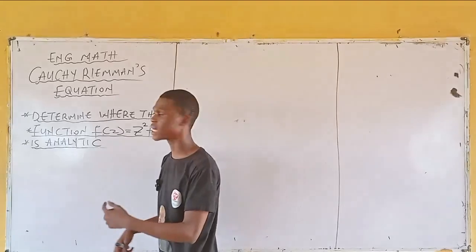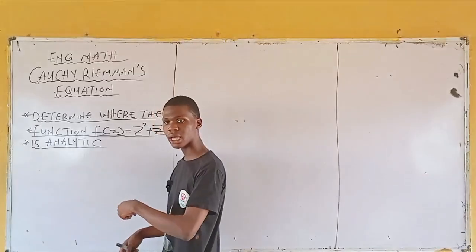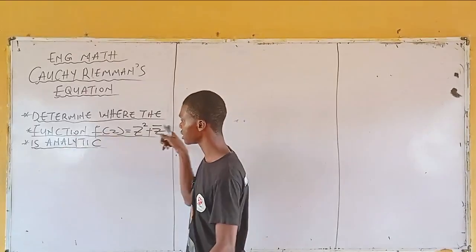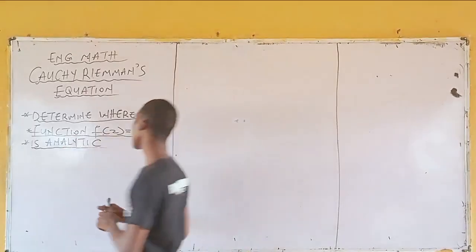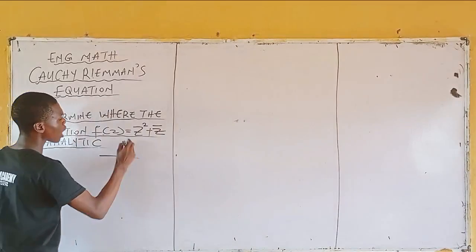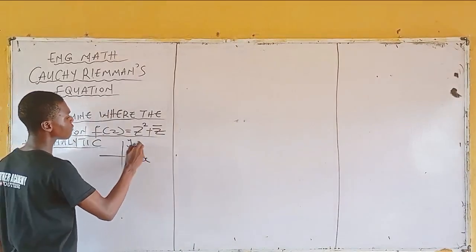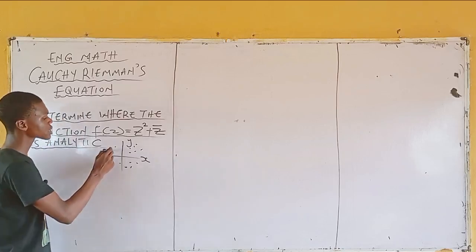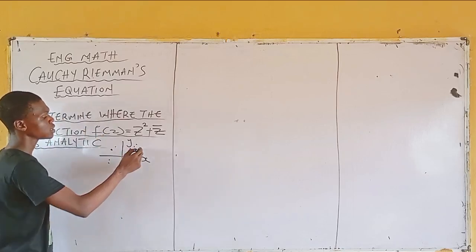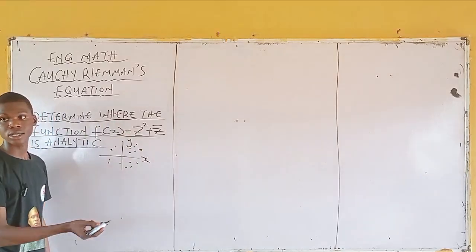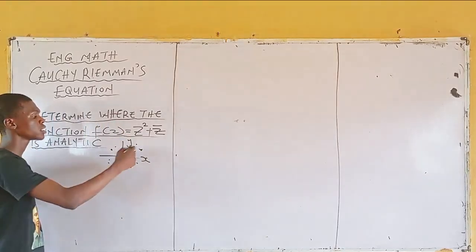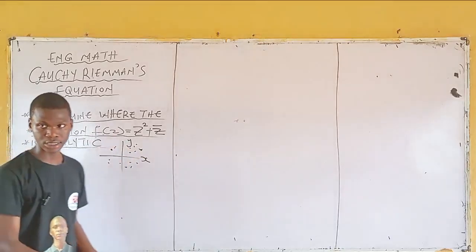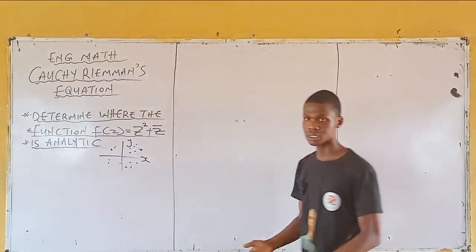This question is now saying to determine where this function is analytic. Let's say you have a graph of y against x with several points, say about 10 points. The question is asking whether at each point the function is analytic. So you want to know the points where this function is analytic.